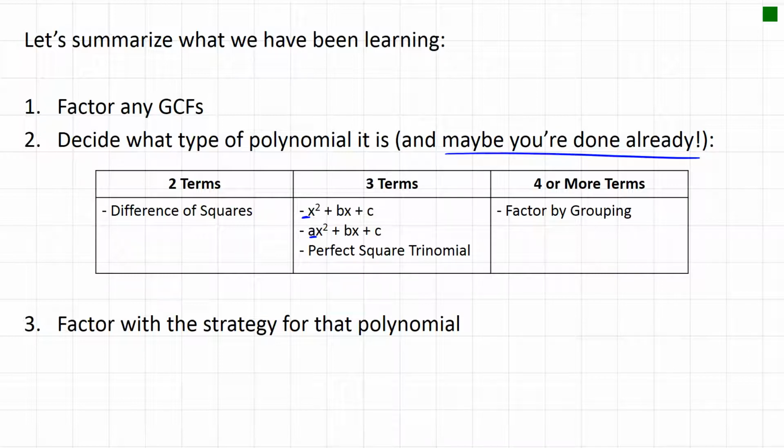So that's all there really is to this video, just to give you an outline of these general steps, using how many terms to guide your strategy when trying to factor polynomials. So with that, the rest of this will be looking at multiple examples and using this strategy.